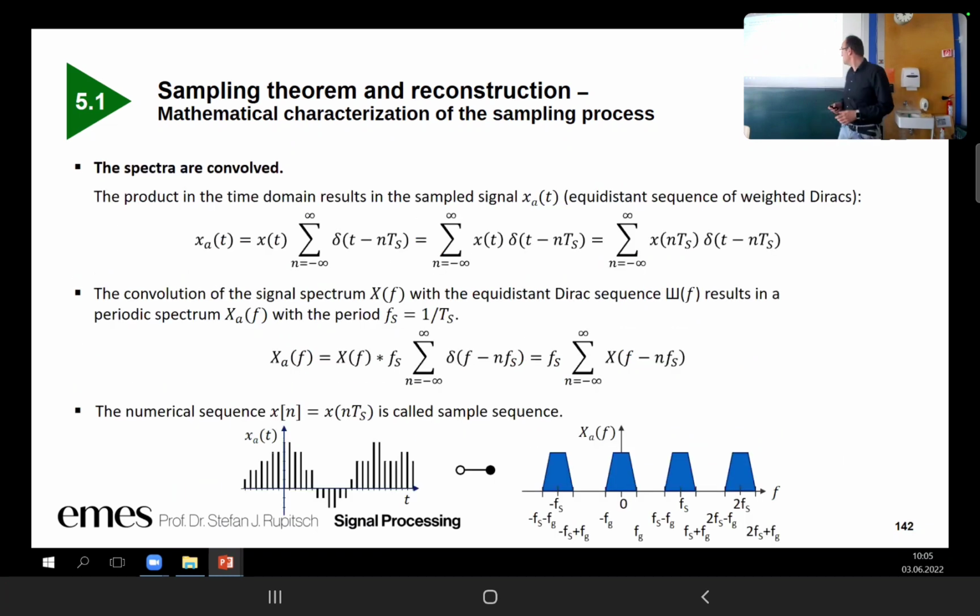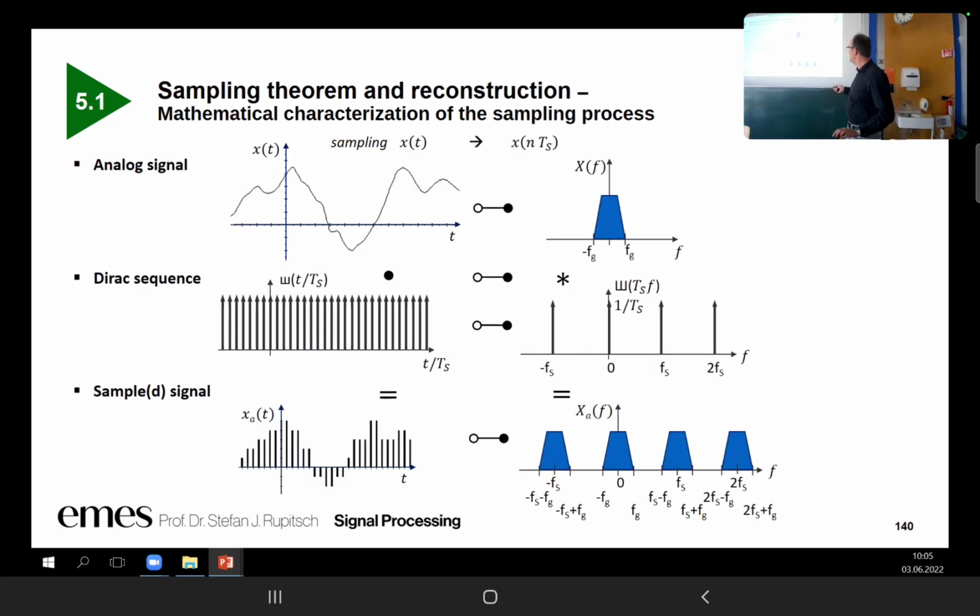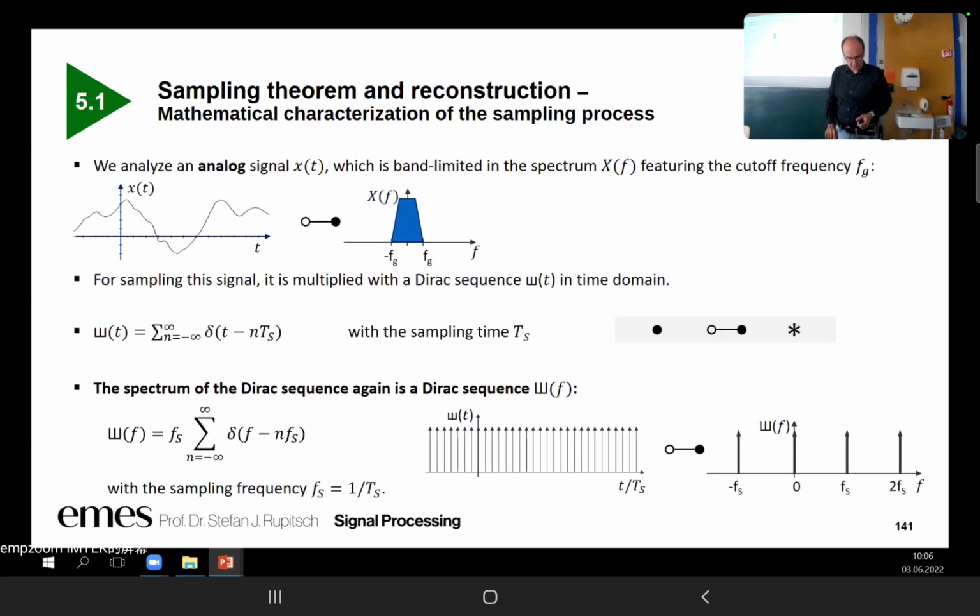If we want to reconstruct the original signal from the digital signal, then we have to cut out a region in the frequency domain of our sampled signal, and in the majority of cases, we limit this to the baseband and cut out this frequency band here. And this is called the reconstruction.